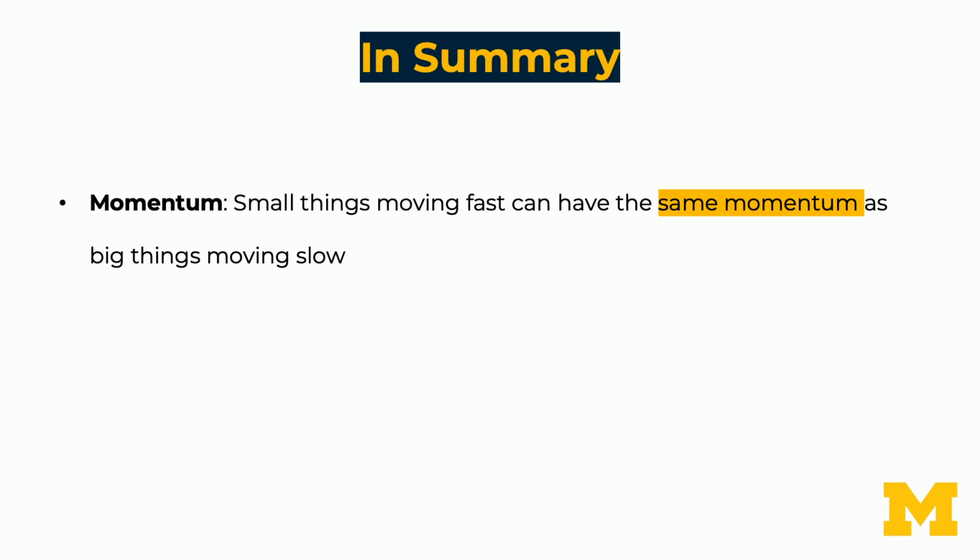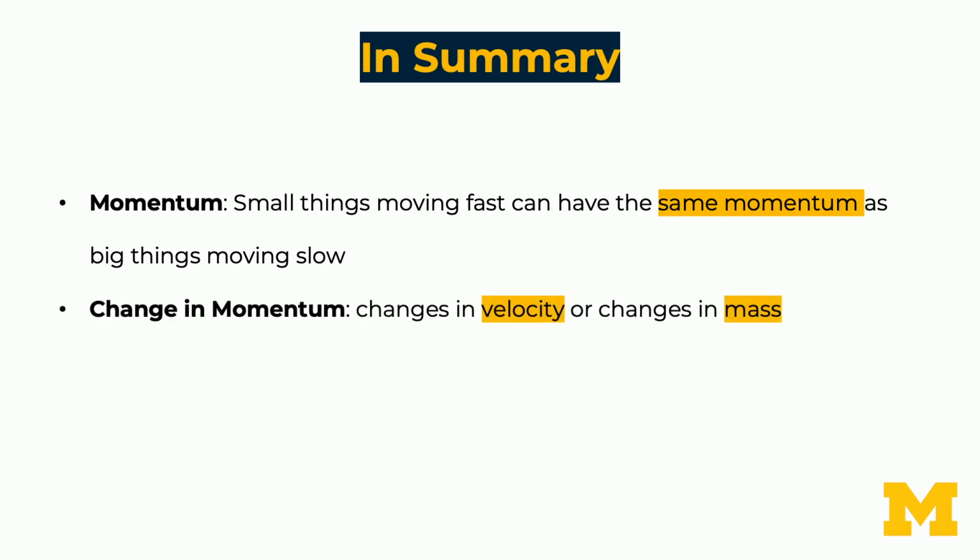So in summary, momentum: small things moving fast can have the same momentum as big things moving slow. For example, the thrust of a rocket is a bunch of little itty bitty particles that are moving very, very fast. And the rocket's momentum is exactly the same as all of those little particles. One big thing moving slow is the same as all of these little things moving very, very fast. The change in the momentum involves either changes in velocity or changes in mass, and you can do both, and that gives you a force.